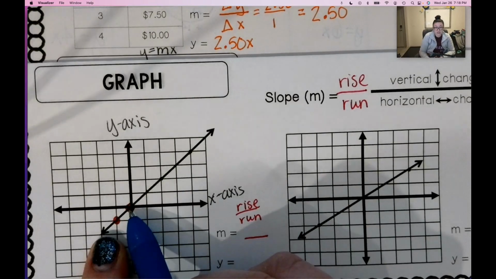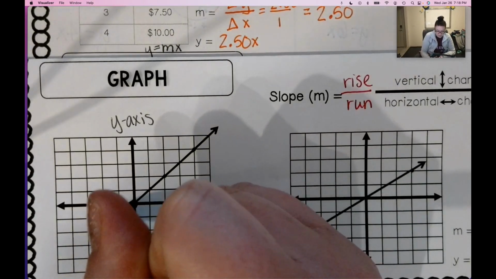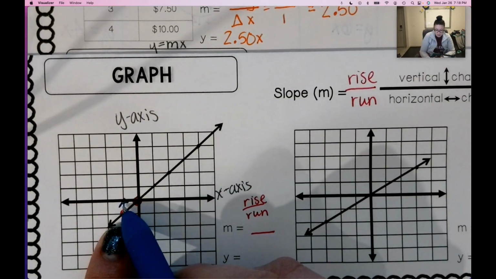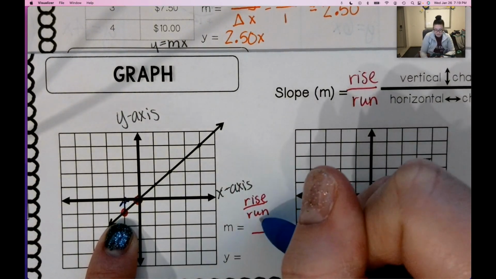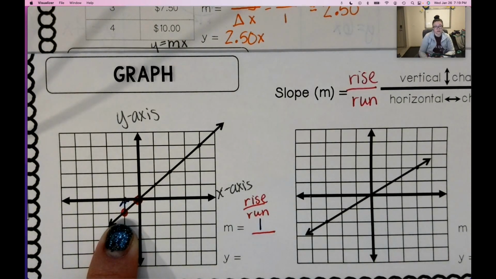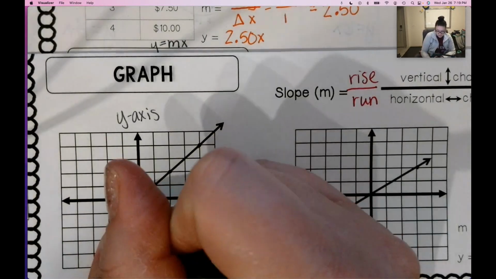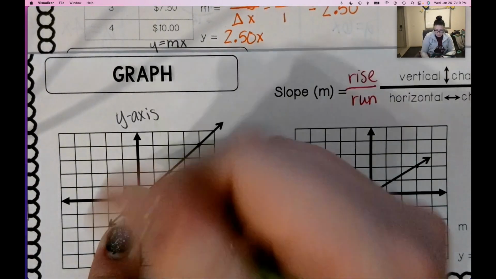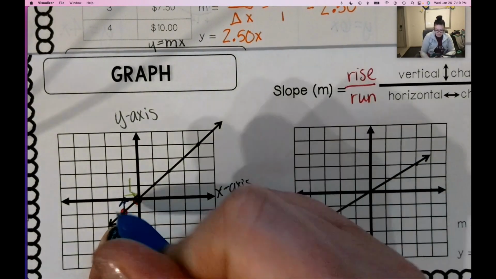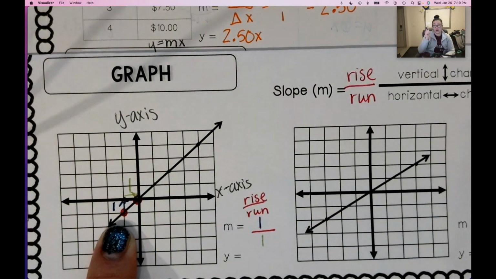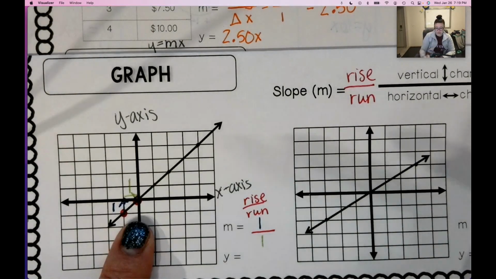So to go from this point to this point, I first have to go up. And I go up 1 space. So here my rise, my numerator, is going to be 1 because I went up 1 space. Now I need to run. And if I run, I see, oh, I'm also running 1 space. So my denominator is also going to be 1. I went up 1, I went over 1. So my slope is 1 over 1.